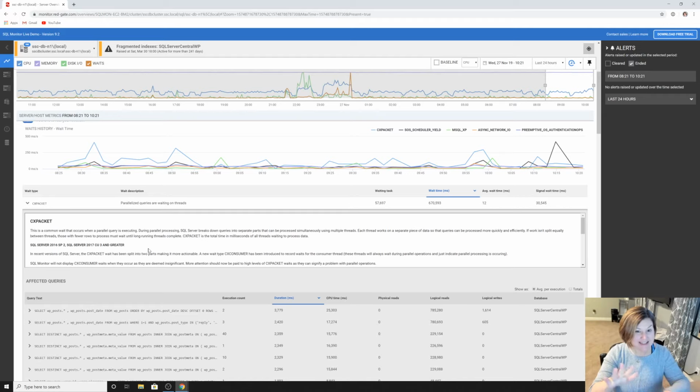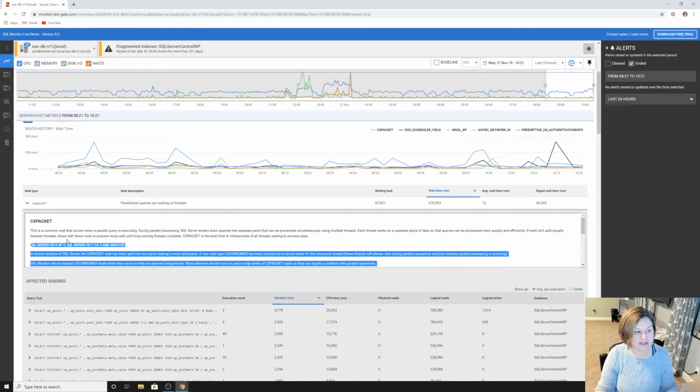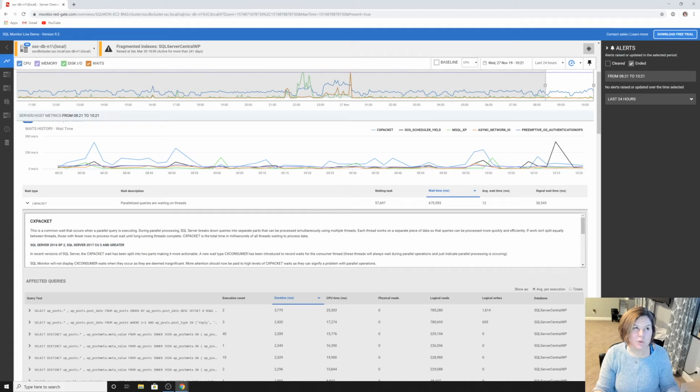Having parallelism weights isn't necessarily bad or good. This is one of those things where they split this into CX packet and CX consumer weights. And now they show you, this breaks down what versions it is, and now they show you the CX packet weights. With CX packet weights, yes, maybe this is something you can tune. You want to look at it.